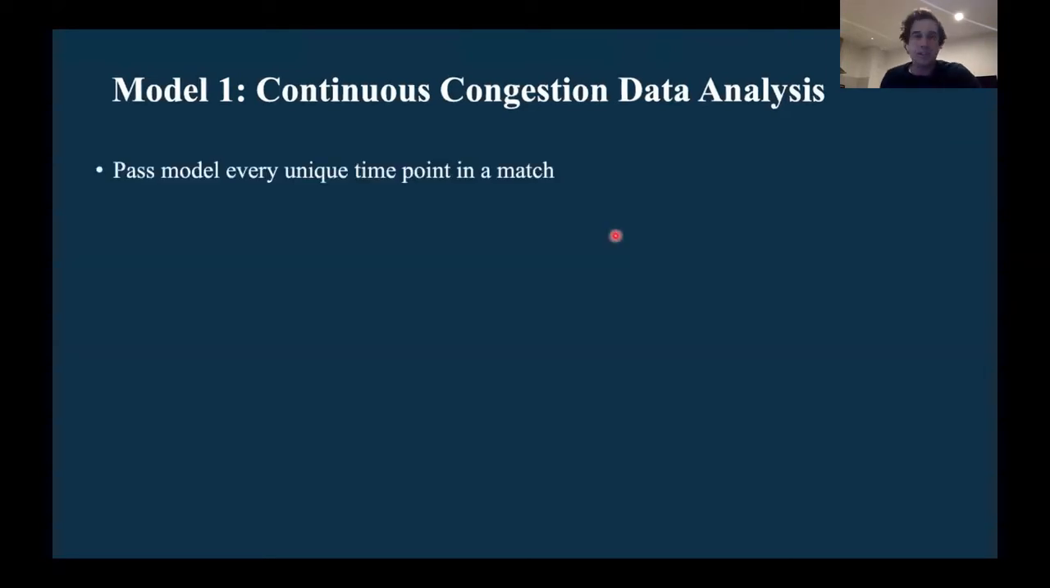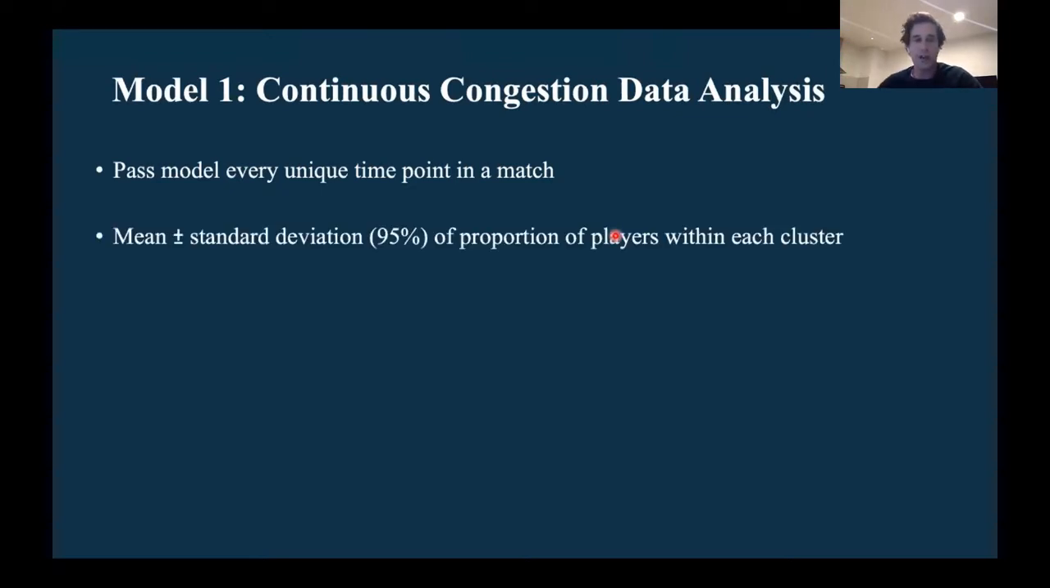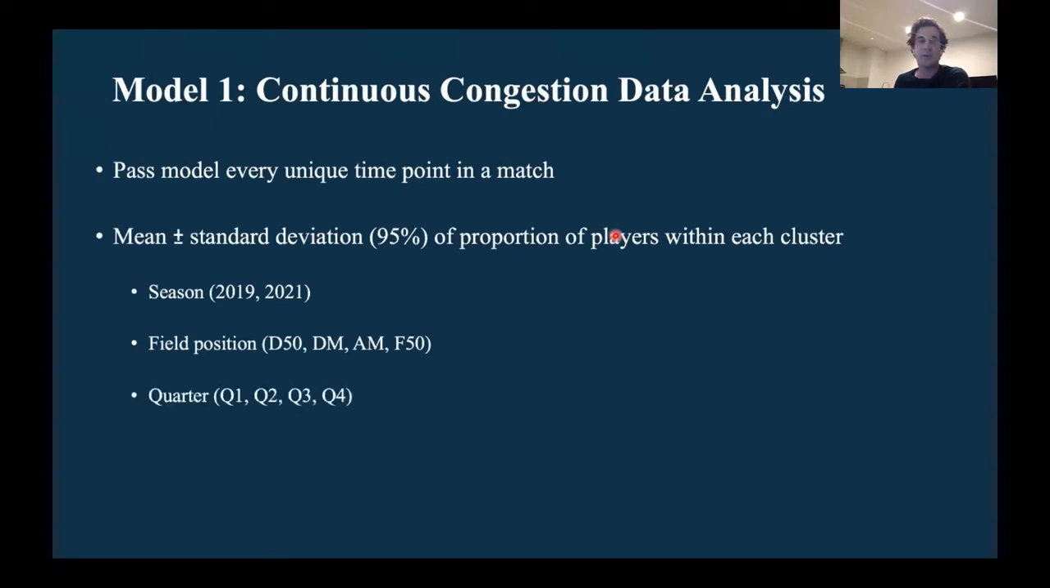We passed this model to each unique point in time in a match. We also computed the mean and standard deviation to determine the proportion of players within each cluster. We compared this across the 2019 and 2021 seasons, across the four field positions, so your D50 through to your forward 50, and the four separate quarters within a match.